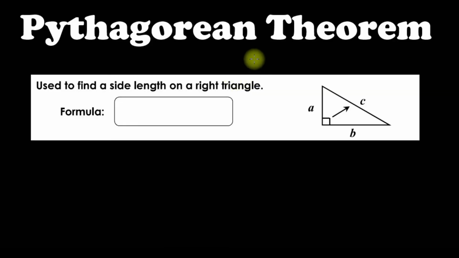The Pythagorean theorem formula is going to be a squared plus b squared is c squared. Okay, so a and b are the side lengths of the two legs of a right triangle. So here you have a, and then you have b, and then c is the hypotenuse of a right triangle.